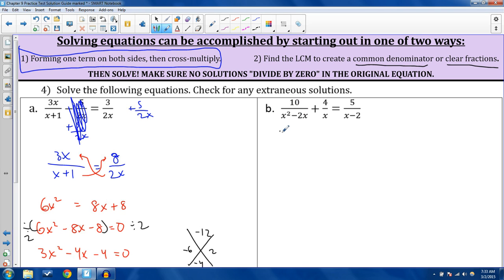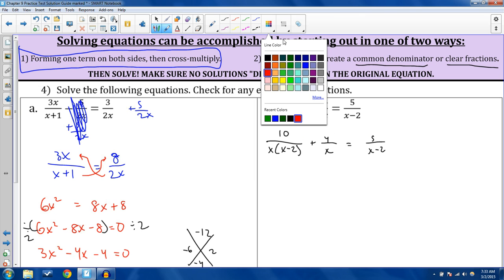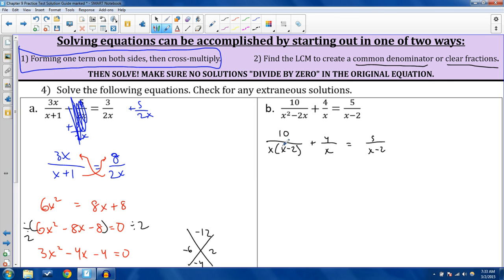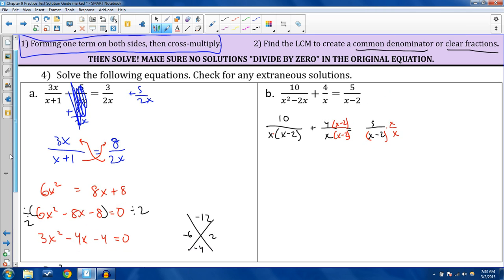So let's see here. I have 10 over x times x minus 2, if I factor that, plus 4 over x equals 5 over x minus 2. So what you're seeing here, in essence, is this term has both multiples of what these other guys have. And 4 over x is missing a multiple of x minus 2 over x minus 2. This one guy right here is missing a multiple of x over x. So the way that I see it is really just going about it this way. You do end up multiplying the top just by what's missing.